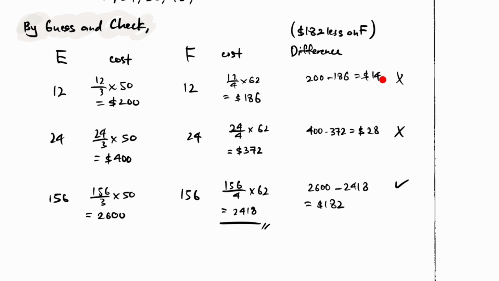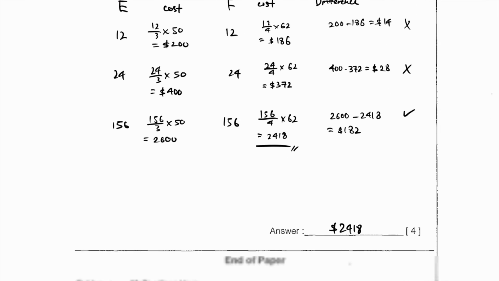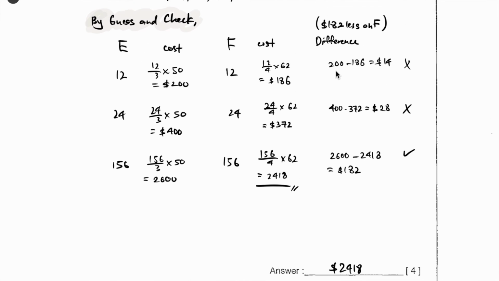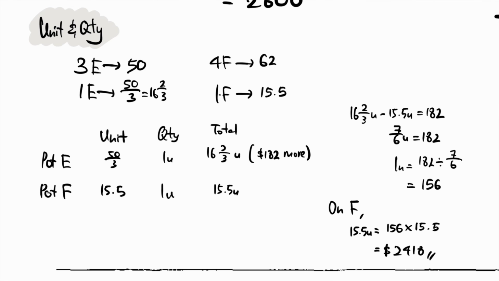Also, you can tell this is 14, this is 28. Then can you guess what the next one will be? Add another 14, another 14, another 14, right? And all the way until you get 182. This method is actually my preferred method for this question, using unit and quantity.